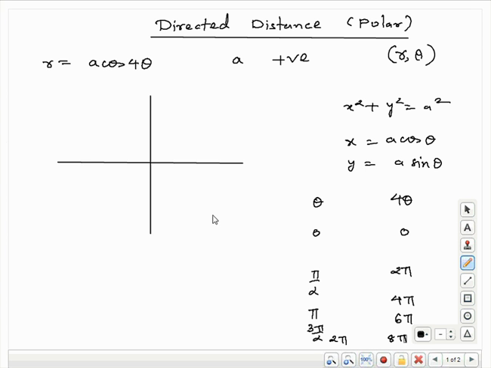When theta is 0, r is a. When theta is 90, r is a. When theta is pi, r is a. When theta is 3 pi by 2, r is a. 2 pi and 0, they are one and the same, these two angles. So I can strike out the last thing.